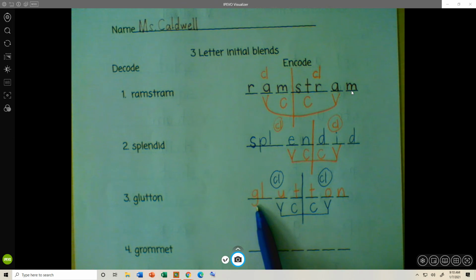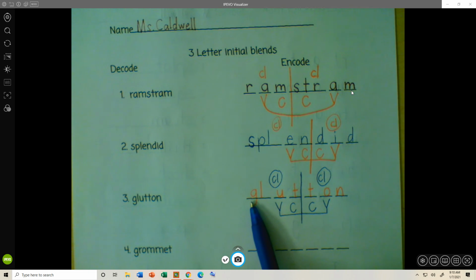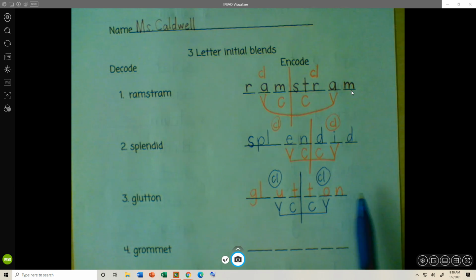Lucy C. Is this an oo? It's a short vowel, so it says up. Okay, so we have to try that again. What's this first word? Glut. Ton. Glutton. So glutton is the word.